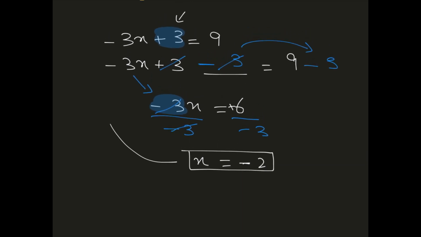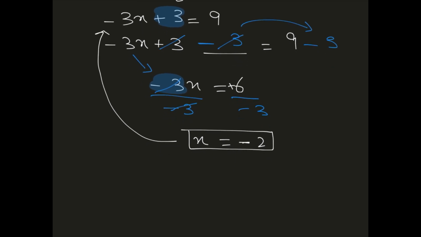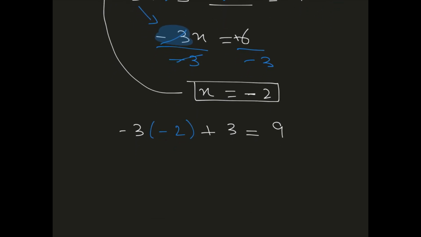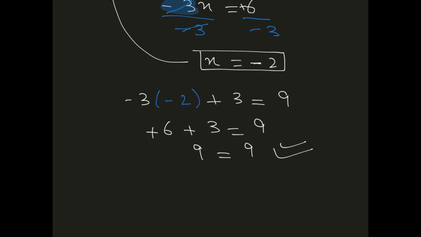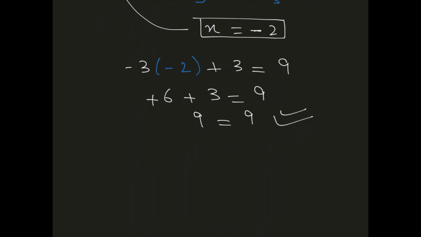You can check this by putting it in the original equation. So minus 3, instead of x you put minus 2. Then we have plus 3 is equal to 9. Let's check it. So 3 into 2 is 6. Now since the signs are both the same, minus and minus, they will multiply and become positive. So positive 6 plus 3 is equal to 9. So 6 plus 3 is equal to 9. So our answer is correct, since the left hand side is equal to the right hand side, right?